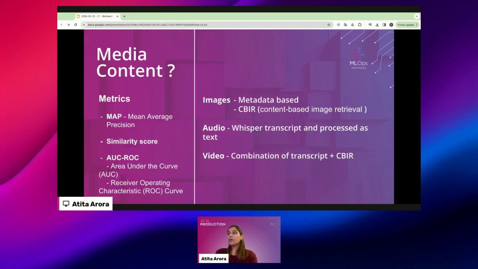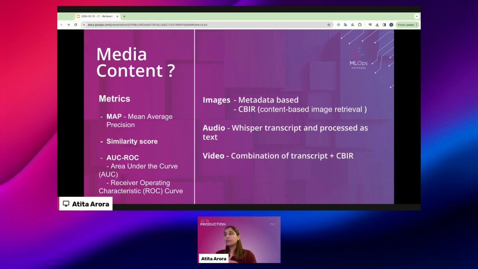And yes, I haven't forgotten about the media content that I spoke about earlier. For images, we usually rely on metadata-based retrieval. Another key approach is content-based image retrieval, the technique used in search and retrieval of images from a collection based on their visual content rather than relying on text-based metadata or annotations. So CBIR is a system that analyzes the visual features of images, such as color, texture, shape, and spatial arrangement, to represent and index images in a way that allows for efficient retrieval.